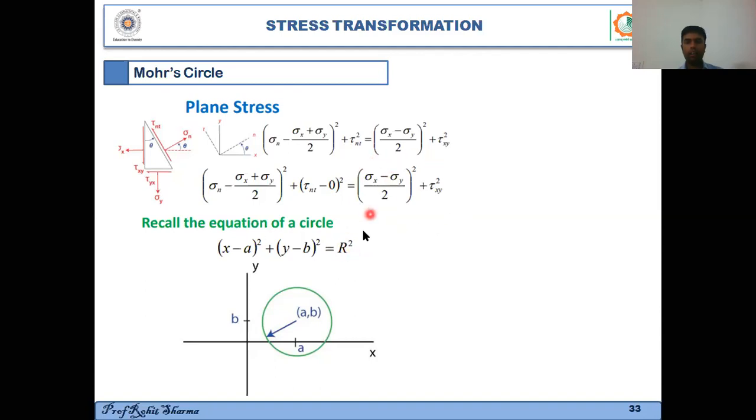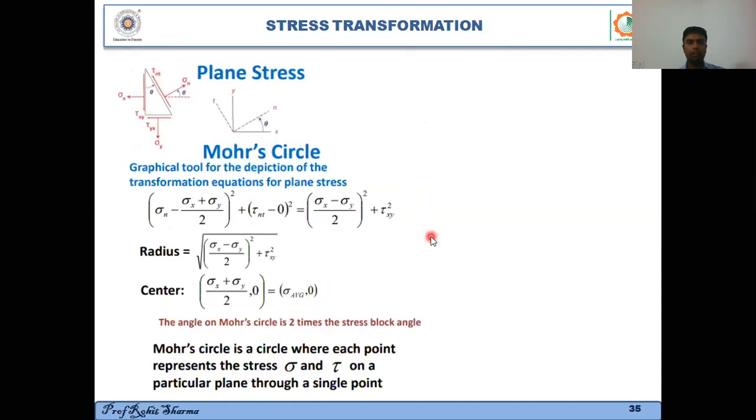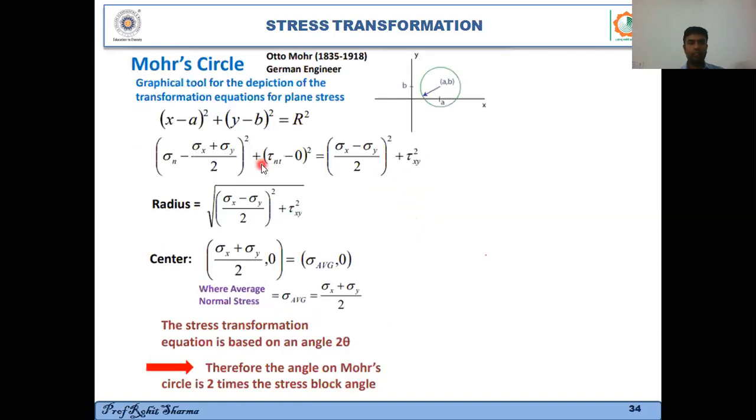So what will r be in this case? r will be equal to the square root of this thing. So the radius will be equal to the square root of ((sigma x minus sigma y)/2)² plus tau xy², and the center will be ((sigma x plus sigma y)/2, 0). And also (sigma x plus sigma y)/2 is nothing but what we call the average normal stress. So this equation represents the equation of a circle, and that circle is called Mohr's circle.